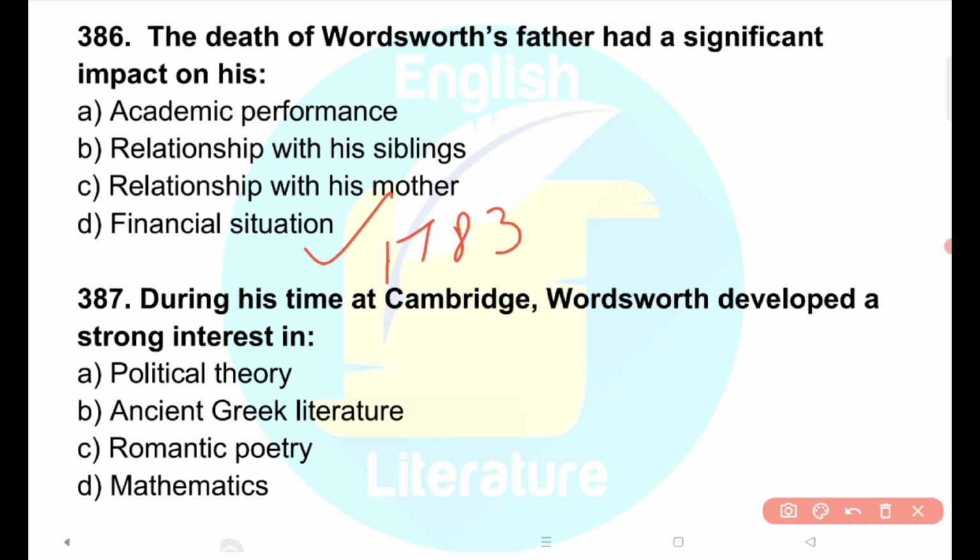During his time at Cambridge, Wordsworth developed a strong interest in option A, political theory. Wordsworth was deeply influenced by the French Revolution and liberal political ideas. He initially supported democratic and republican ideas, believing in freedom and equality.